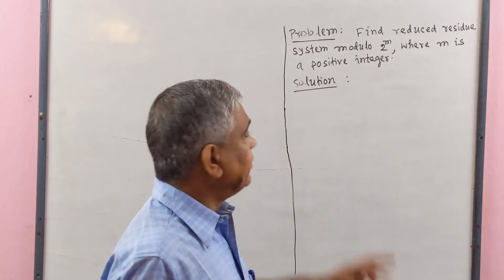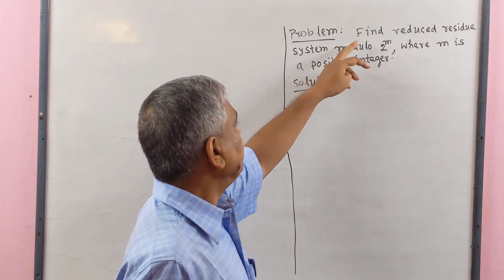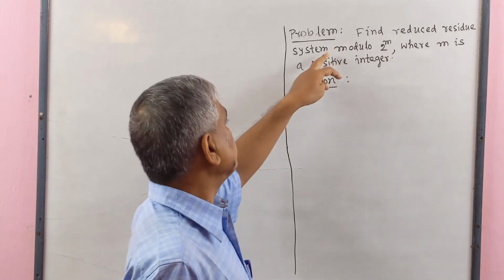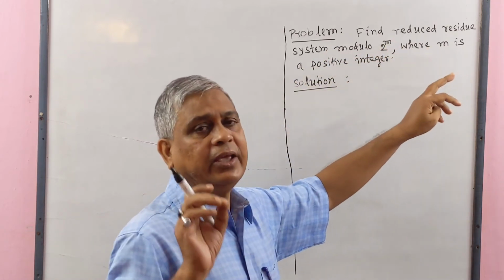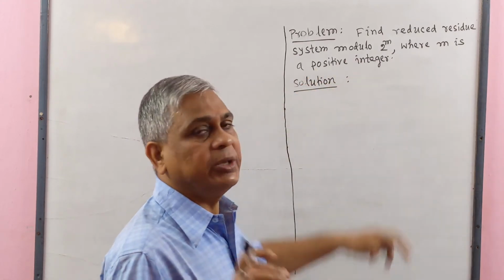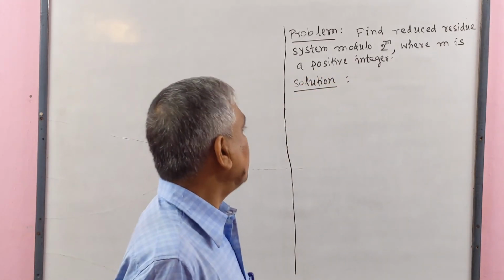Now we solve the next problem. Problem is find reduced residue system modulo 2 to the power m where m is a positive integer. Now we solve this.